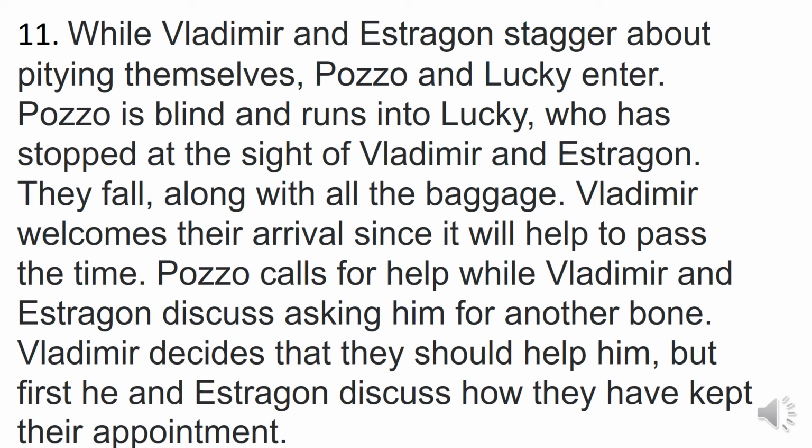While Vladimir and Estragon stagger about, pitying themselves, Pozzo and Lucky enter. Pozzo is blind now all of a sudden. We don't know why. Nothing is ever said about why he is blind, because in absurd theatre there's no background to our characters. Our characters don't come from anywhere. They just are. They are there, like the absurdist existentialist view.